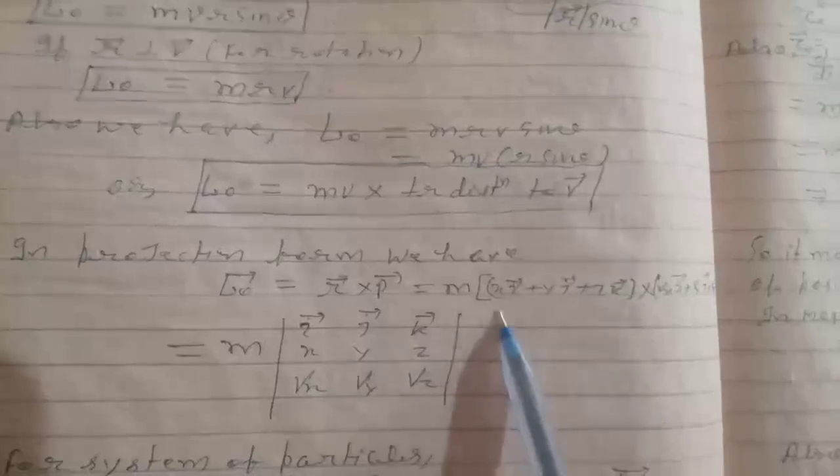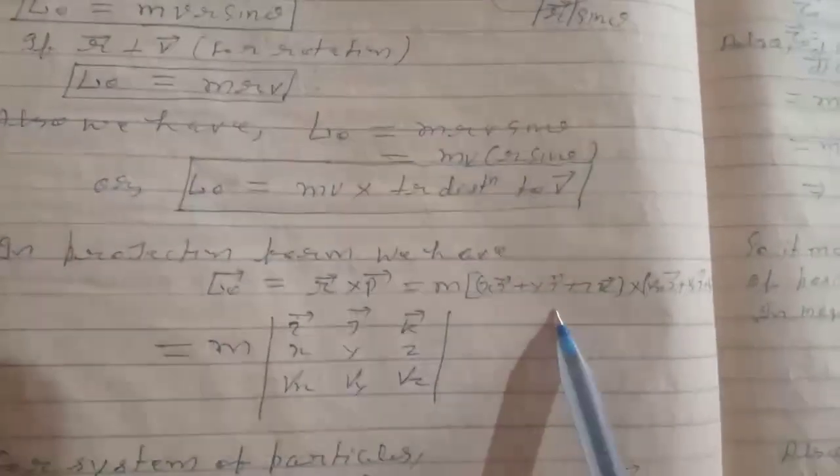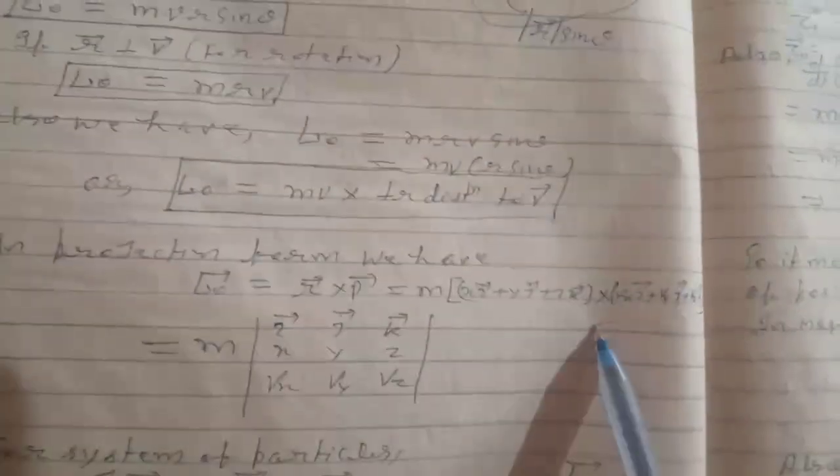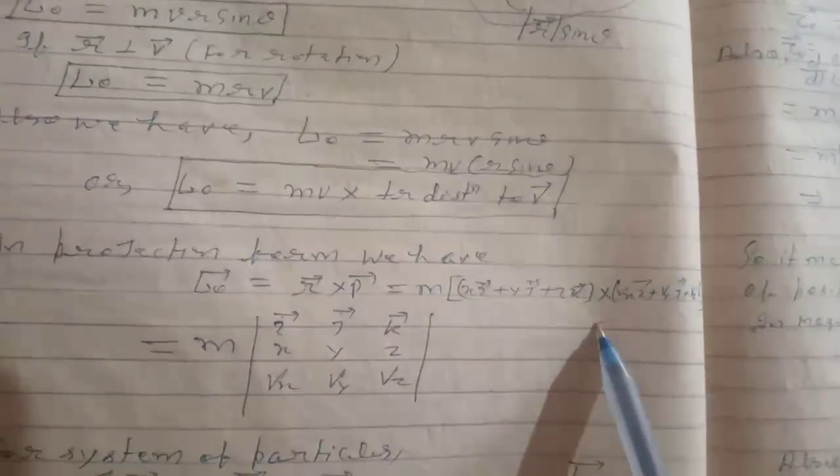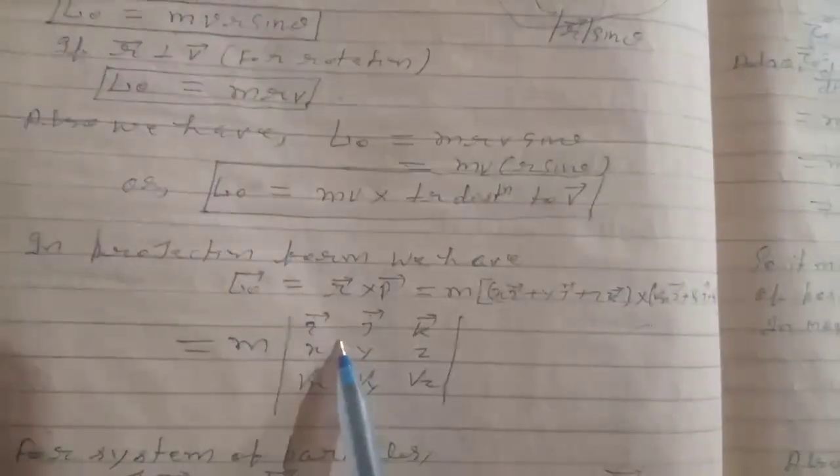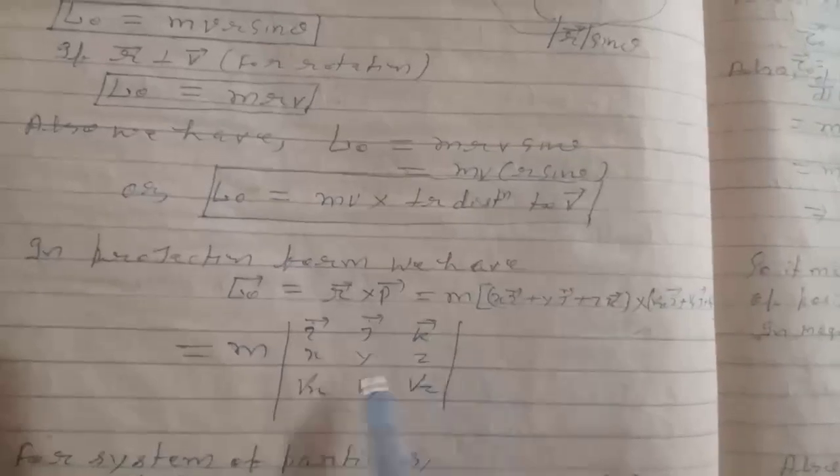In projection form we have L0 equal to r cross p, equal to m into (xi plus yj plus zk) cross (vx i plus vy j plus vz k). So m into the determinant with rows i j k, x y z, vx vy vz. Solving this we can get the value.